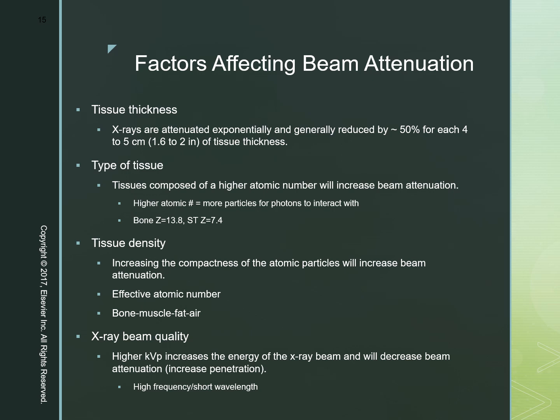And when we talk about the effective atomic number, it's really just a description that because bone has so many different atoms making up a bone cell, we can't just assume it's one atom that's going to be interacting. So when we average across all of those, overall the tissue acts as a whole like it has an atomic number of 13.8. Tissue density: obviously the denser our tissue, the more compact the atomic particles will be, and the higher the probability of an interaction with those particles.